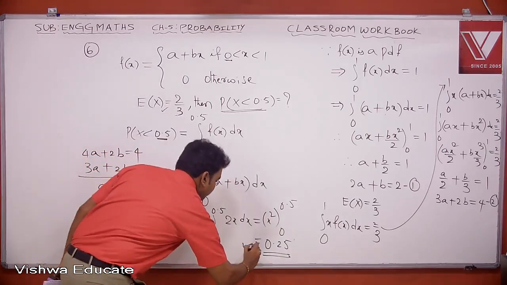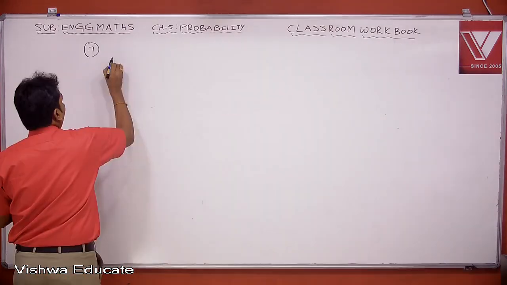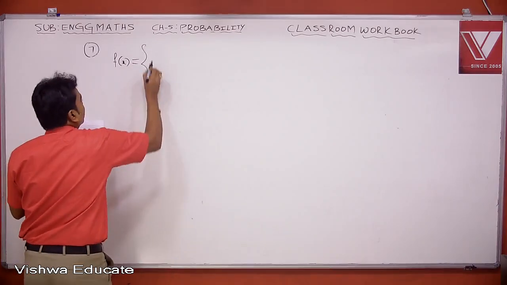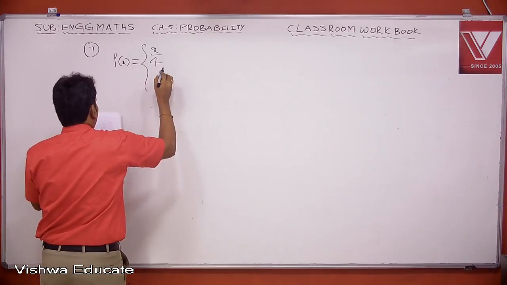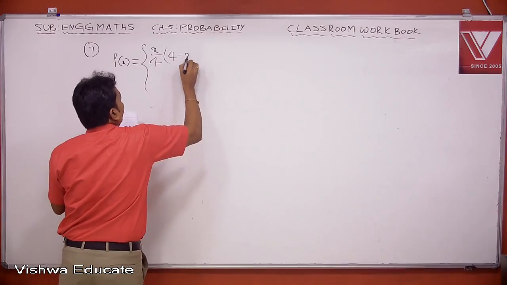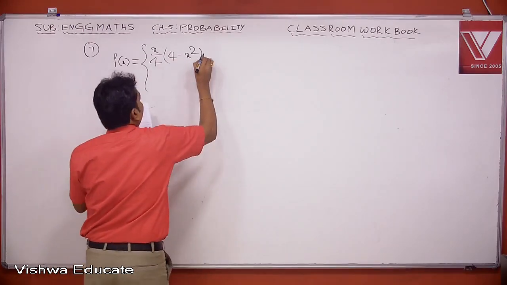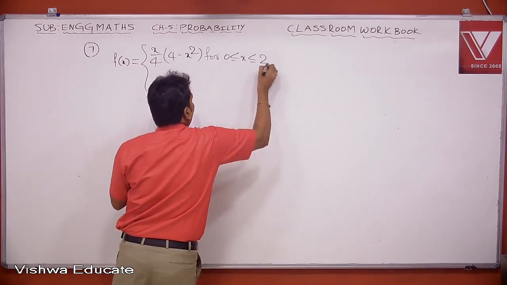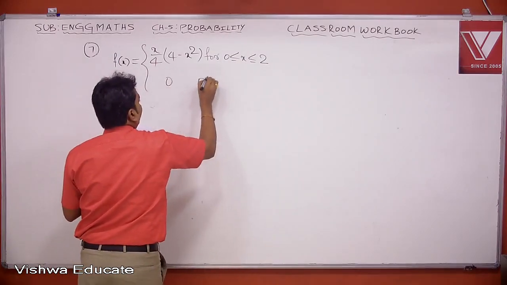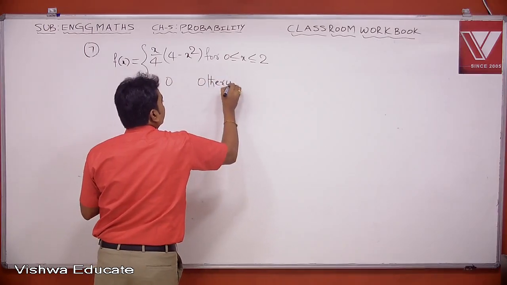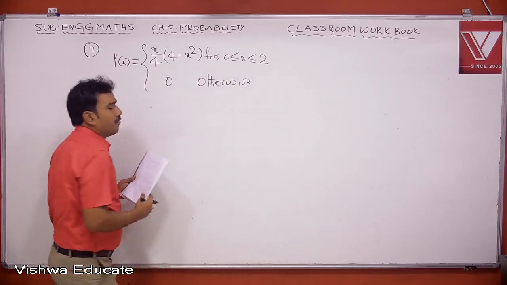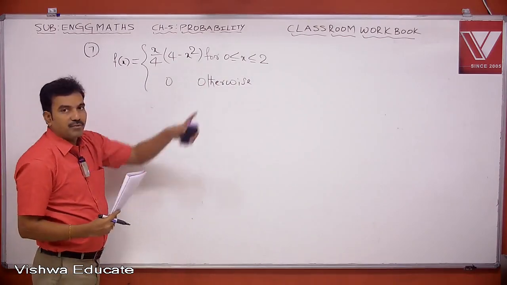So the PDF is given by f of x equal to x by 4 into 4 minus x square for 0 less than or equal to x less than or equal to 2, 0 otherwise. So here PDF is given for a continuous random variable. Limits are from 0 to 2.